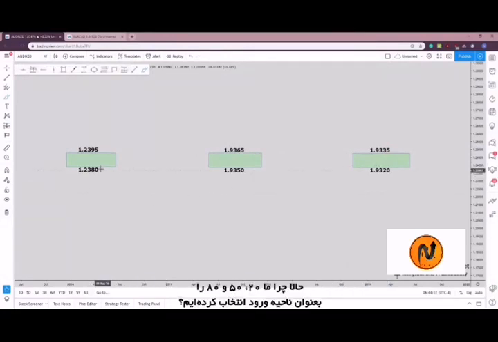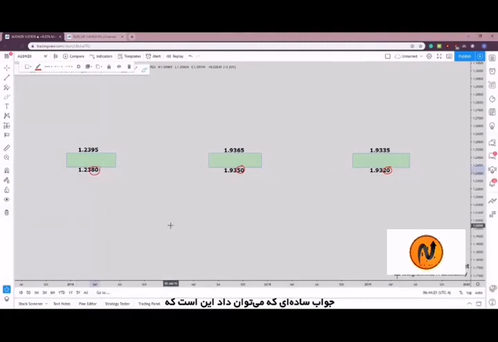Now, why do we use the 20, the 50, and the 80 as entry areas? The simple answer is that, even if you don't really need to know why we use them, it will appear very clear to you that these prices are very, very major areas in the market. Anyway, the reason we use them is because big hedge funds and firms that trade with high frequency algorithms, called HFT, use these areas to scalp the market.